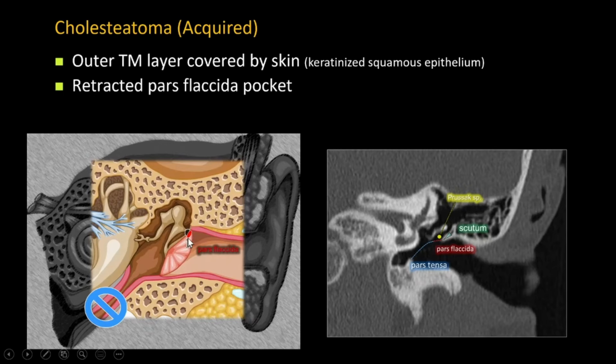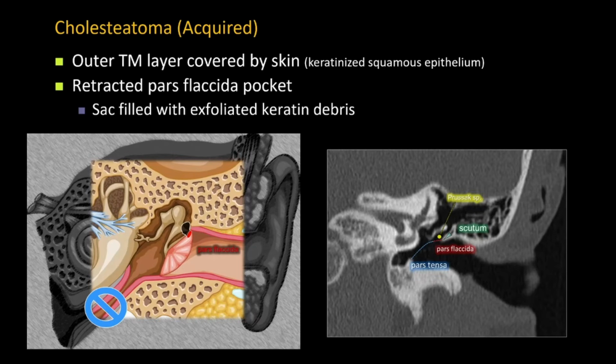So the pars flaccida begins to retract and forms a pocket. Recall the outer layer of the tympanic membrane is covered by skin. So now you have a retraction of a skin-covered pocket. So essentially, you're going to start having skin that continues to be exfoliated. So you have accumulation of all this exfoliated keratin debris. In other words, you have skin growing in the wrong place. That sac can continue to expand, and you can continue to accumulate. And also, that serves as a very nice culture medium for bacteria and infection.